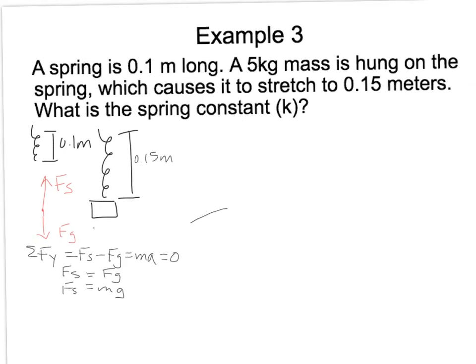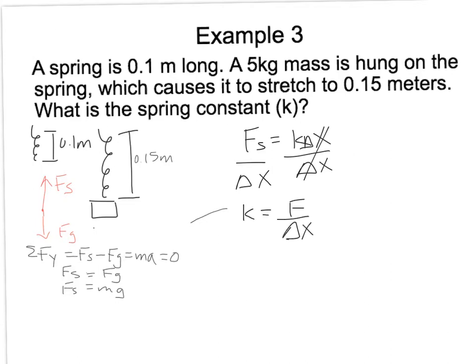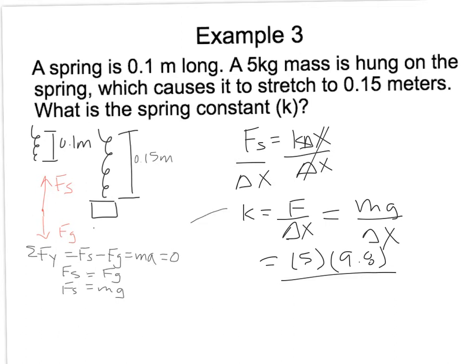Okay, so when we get to our equation, our spring force is equal to K delta X. Well, we don't know what K is, so let's solve for that. We want to divide by delta X on both sides, so we end up getting K is equal to F over delta X. And our force in this case, we just said it was equal to mg, so mass times gravity divided by delta X. We plug in our givens: mass is 5, gravity is 9.8, and delta X, how much it was stretched by, is 0.15 minus 0.1, which gives us a value of 0.05 meters. Plug that in your calculator and you should get K is equal to 980 Newton over meters.